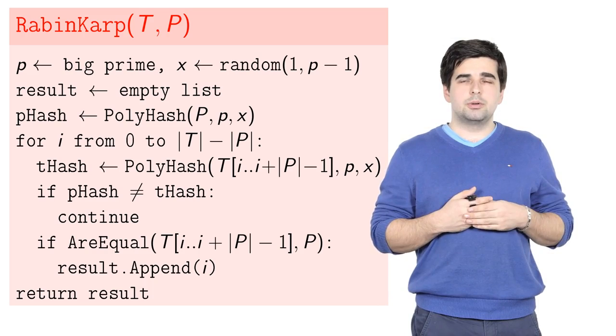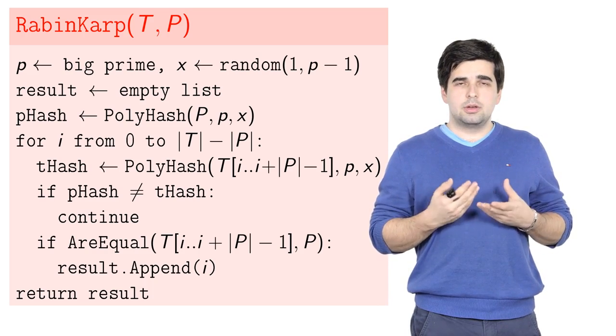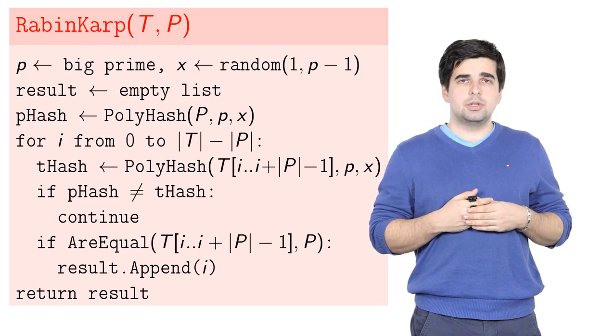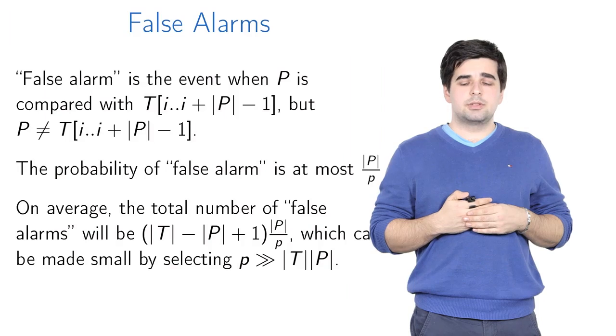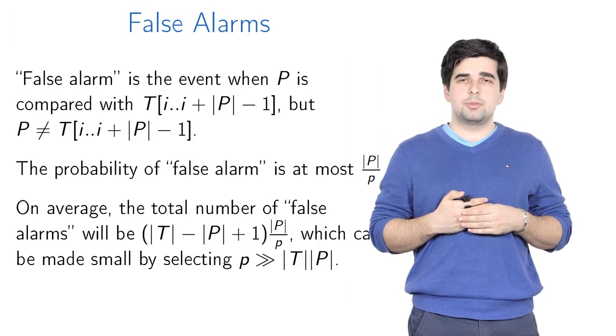We're calling r equal either if p is equal to the corresponding substring of t or if there is a collision. Let's estimate the running time of this algorithm. So first we need to talk about false alarms.